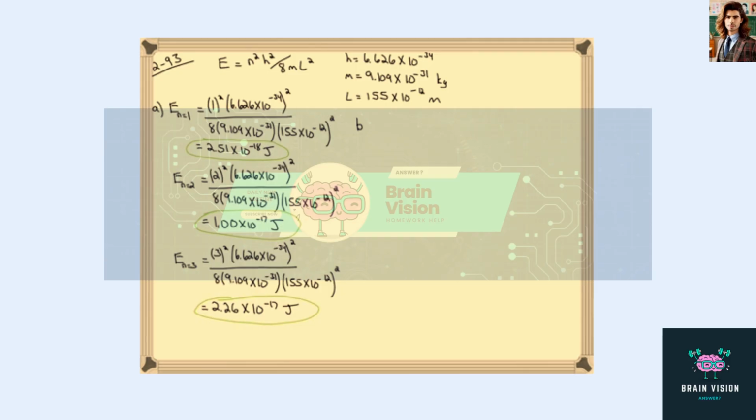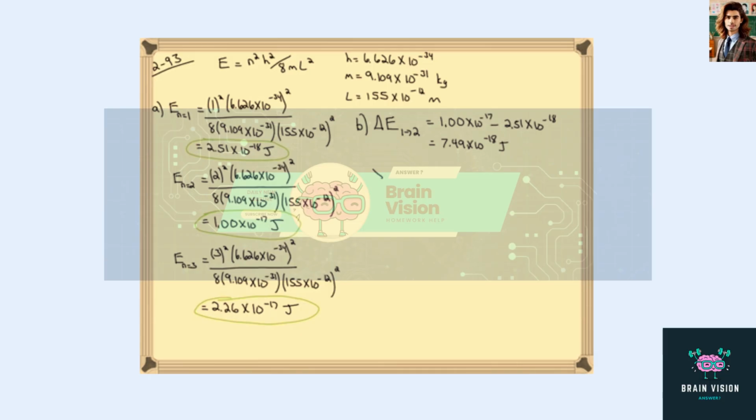For the second part of the question, it wants you to calculate the wavelength associated with the energy transitions between energy level 1 to energy level 2 and energy level 2 to energy level 3. So we know the energies. The change in energy will simply be equal to the subtraction of the two energies, energy level 1 to energy level 2. And we get 7.49 times 10 to the negative 18.